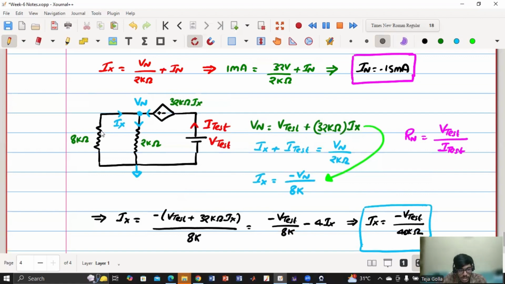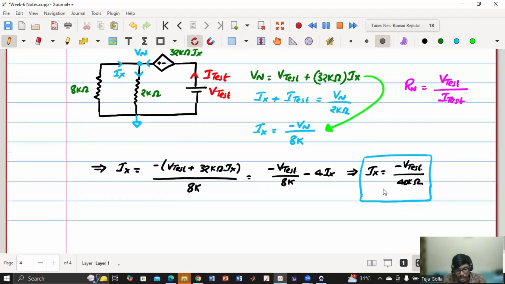So once I got this, I have applied KCL, which is Ix plus this current I test is equals to this current, which is Vn by 2 kilo ohm. And then I calculated Ix, which is minus Vn by 8k. So first I have substituted this Vn in this equation. Then I got the value of Ix directly, minus V test by 40k. So now what I'm going to do is, because Ix is equals to minus Vn by 8k and Ix is this, using these two, I'll get Vn.